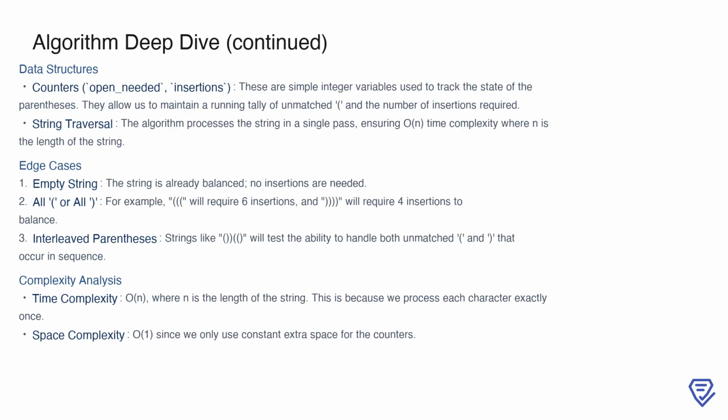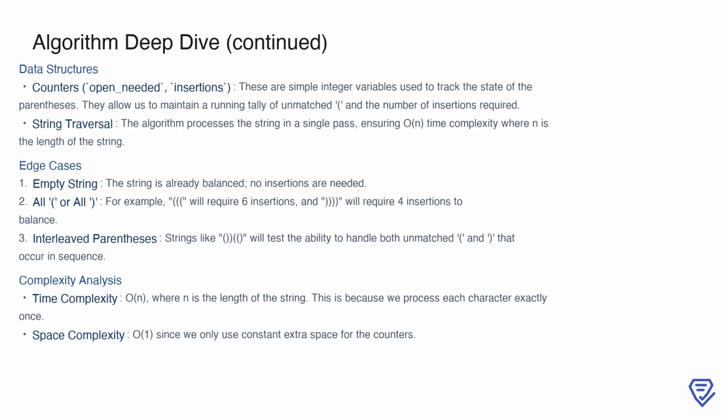To implement this algorithm, we rely on simple data structures, 2 integer counters, open_needed and insertions, which allow us to track unmatched opens and the total number of insertions required. Processing the string in a single traversal ensures an optimal time complexity of O(n), where n is the length of the string, and a space complexity of O(1), since we use constant extra space.